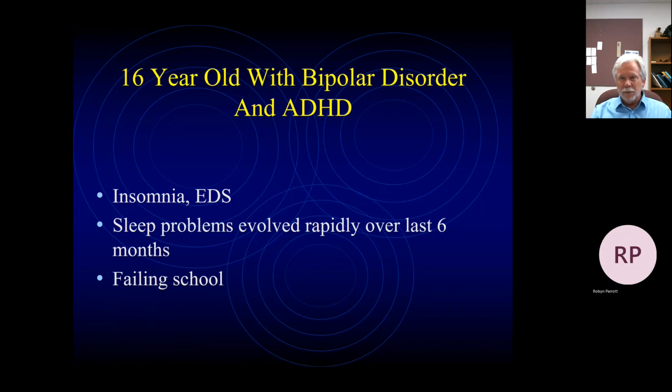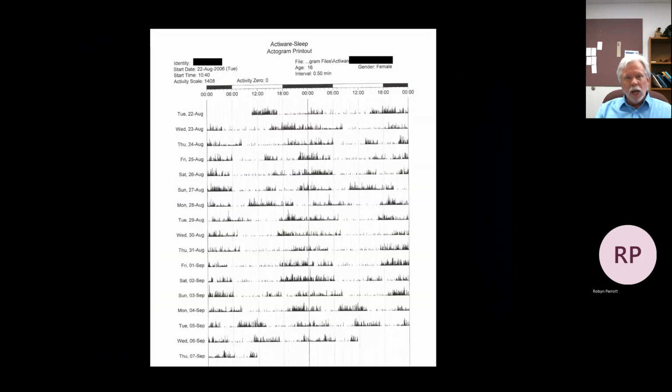Here is a different patient, a 16-year-old with bipolar disorder and ADHD. Over the last 6 months, she's developed insomnia, difficulty maintaining wakefulness during the day, and school failure. So here is her actigraphy. Compared to the first one I showed you of that 50-some-year-old guy, what you can see is that sometimes she is up. So this is around maybe 11 in the morning, she gets up, and it looks like she naps here. She's up in the middle of the night till 3 in the morning.